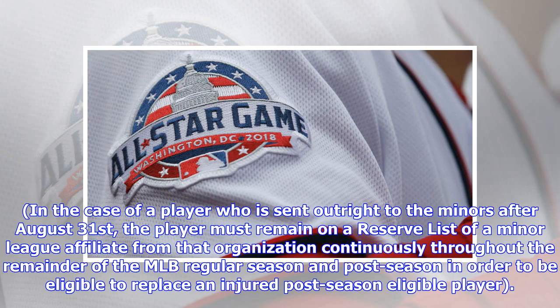In the case of a player who is sent outright to the minors after August 31st, the player must remain on a reserve list of a minor league affiliate from that organization continuously throughout the remainder of the MLB regular season and postseason in order to be eligible to replace an injured postseason eligible player.